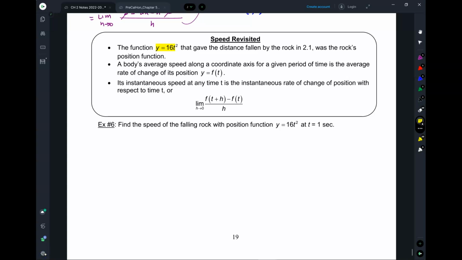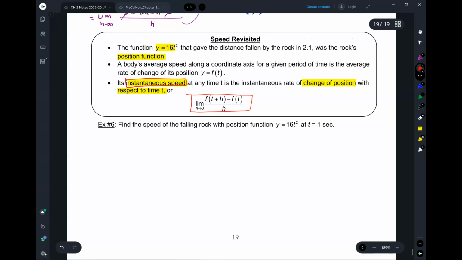So, of a rock falling, right? This is the position function. Okay. What we're going to do right now is find the speed of the function at a specific point. That is called the instantaneous speed, right? This is the rate of change of position with respect to time, but at a specific point. So whenever you are asked to find instantaneous speed, this is the formula with the limit as h approaches 0.